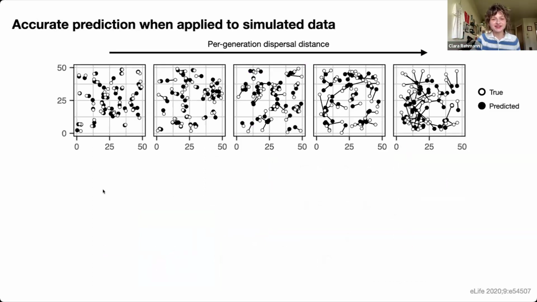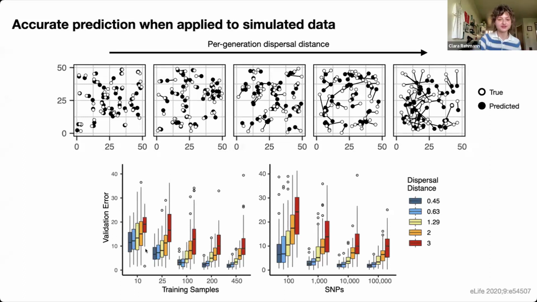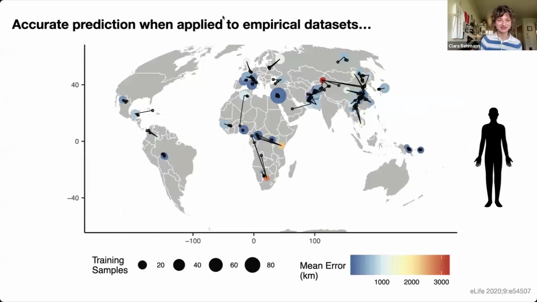And when we apply this to simulated data, it works pretty well. So here I'm showing you true locations connected to their predicted locations as per generation dispersal rate increases. Obviously we don't see as good performance when there's less spatial population structure, but overall pretty good. And we also get pretty good results with relatively few training samples and SNPs. When we apply this to empirical data, we also see pretty accurate prediction, which is exciting. So here I'm showing you the HGDP data set. And overall, predictions represent where those individuals are from, but there are some outliers with really big errors.